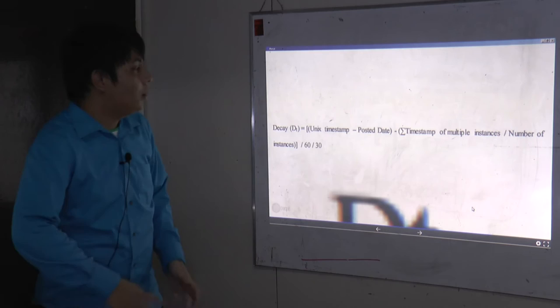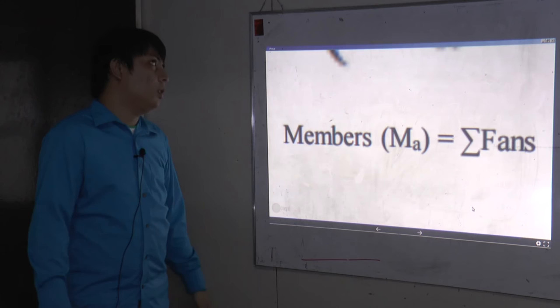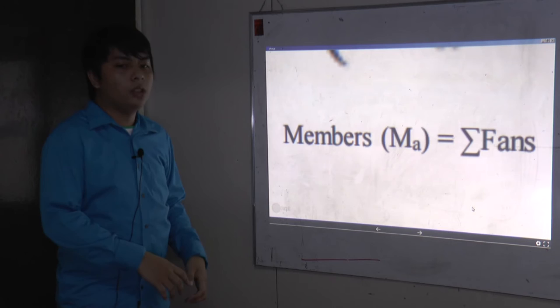So next is the members. This is for groups and for pages only. So the number of fans is also added to the factor. So overall, this is the formula.